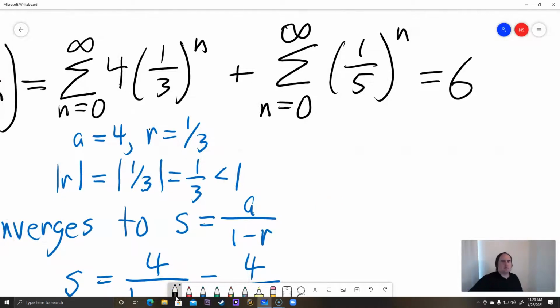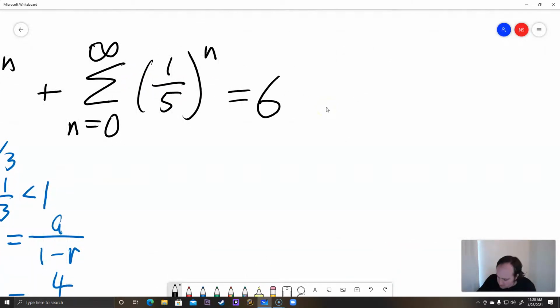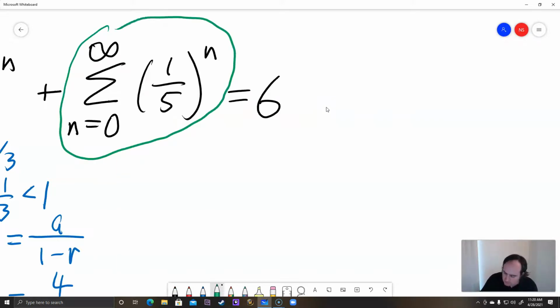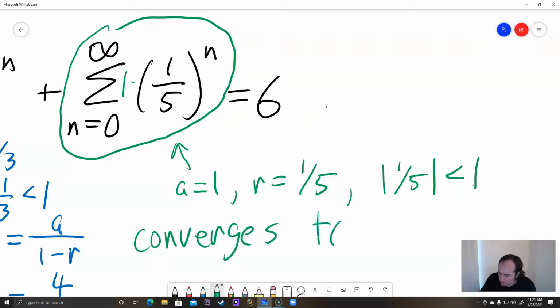Then for the second sum, I'm going to use a different color so we don't get them confused. I'll do that one in green. For that one, we can see there's no A, so that means A is 1. So A equals 1, R equals 1/5. The absolute value of 1/5 is 1/5, which is less than 1. So that means the series converges, and its sum, or what it converges to, is A over 1 minus R.